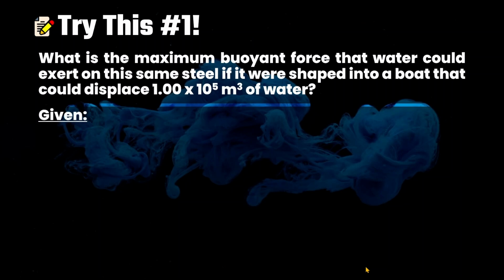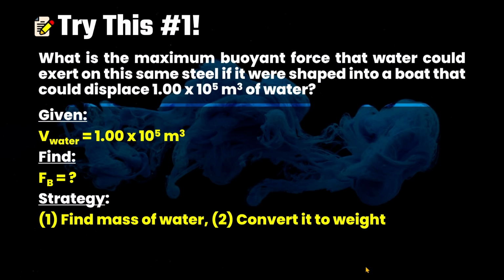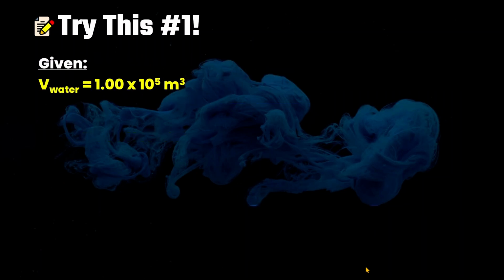So how do we solve for the buoyant force? The same process that we have just done. The given information from the problem is the volume of water, 1.00 times 10 raised to 5 cubic meter. We'll just have to find the buoyant force on this same kind of steel. First, we'll find the mass of water through the density formula, and we'll convert it into weight by multiplying it by acceleration due to gravity. So it's just 2 steps lang.